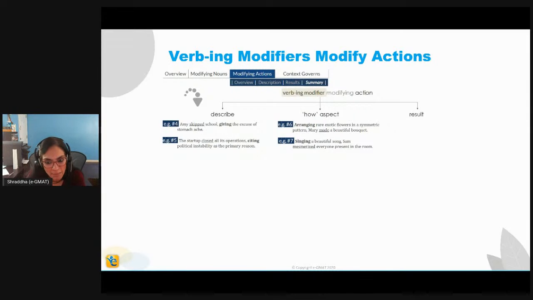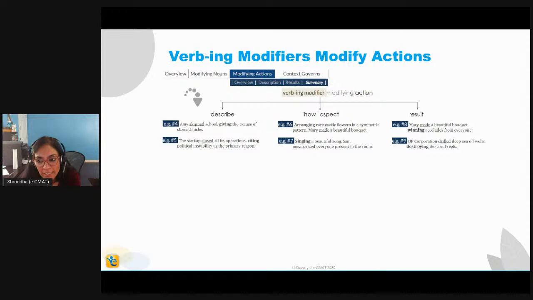Same goes with the Sam sentence. Sam mesmerized everyone present in the room. How? By singing a beautiful song. So here we have placed the modifier at the beginning of the sentence. We can place this modifier at the end of the sentence as well, or after the main clause.